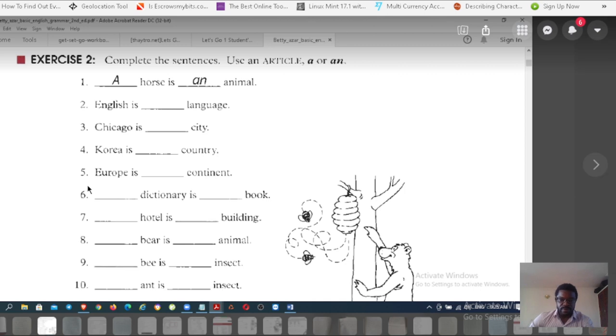Okay? Number 5, Europe is a continent. A continent is when you look at your globe, the world globe, where you see the patches. You see Africa, you see Europe, you see Asia. Those are what we call continents. Every continent has a lot of countries inside it. So Europe is a continent.